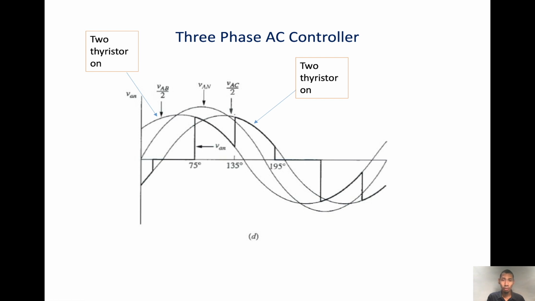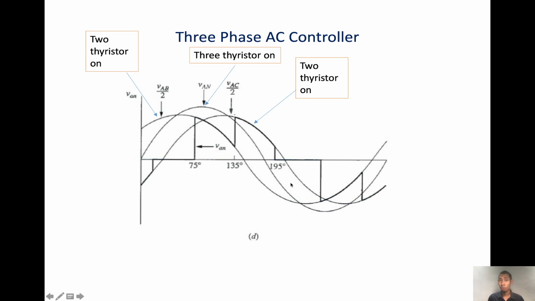Again, if another 2 thyristors are on, depending on which thyristor is triggered, if 2 thyristors are on, the output will follow the line to line voltage divided by 2. And if 3 thyristors are on, it will follow the phase voltage VAN. Okay, this is the phase voltage VAN.